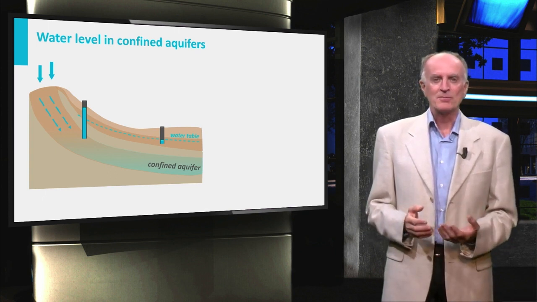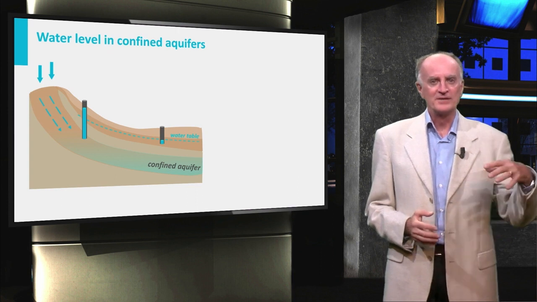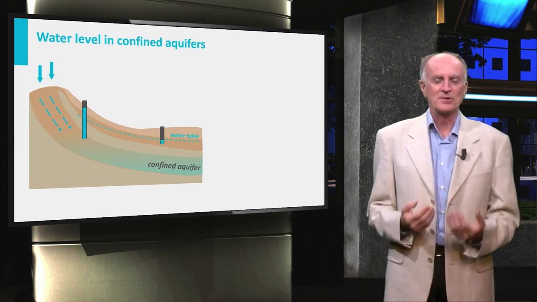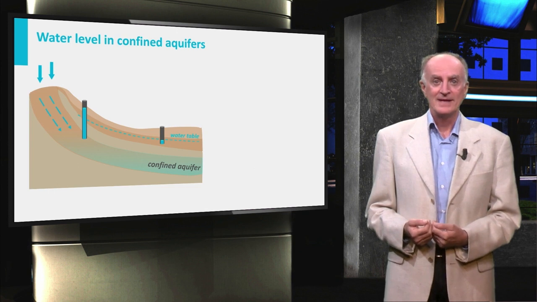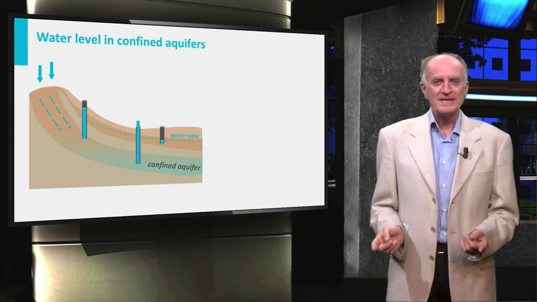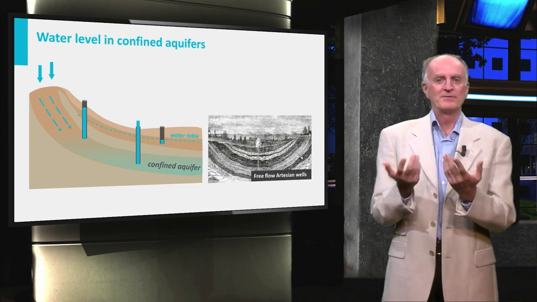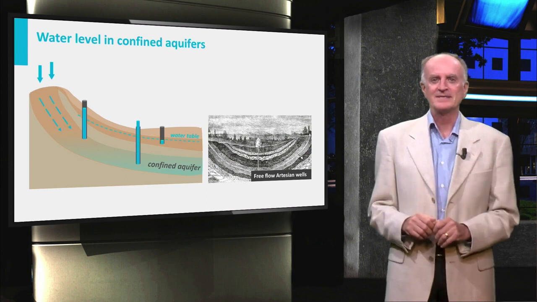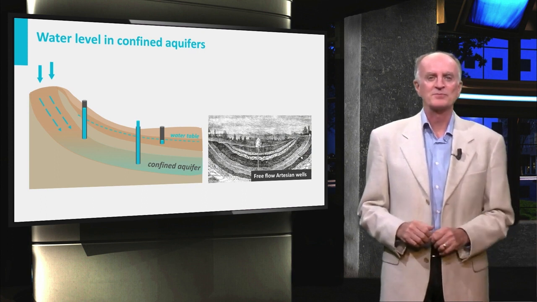This shows that the confined aquifer is under pressure and that it has a strong hydraulic head. In some cases, water might even come at the surface, forming a kind of fountain. In the latter case, we speak of a free-flowing spring.